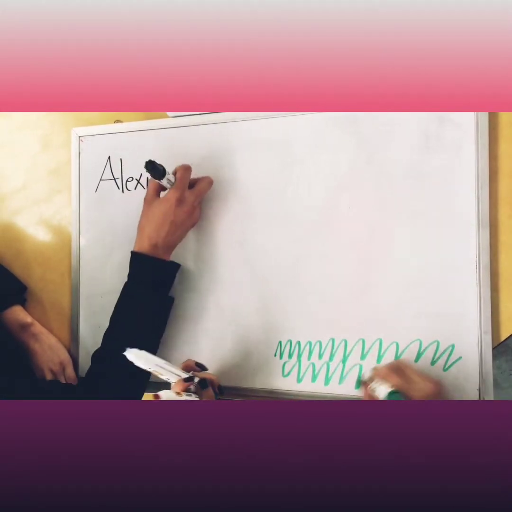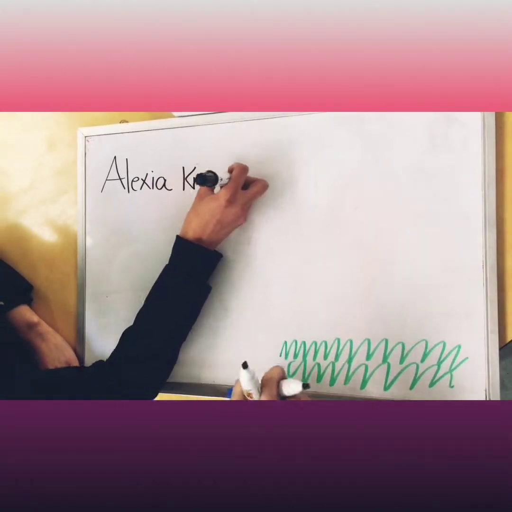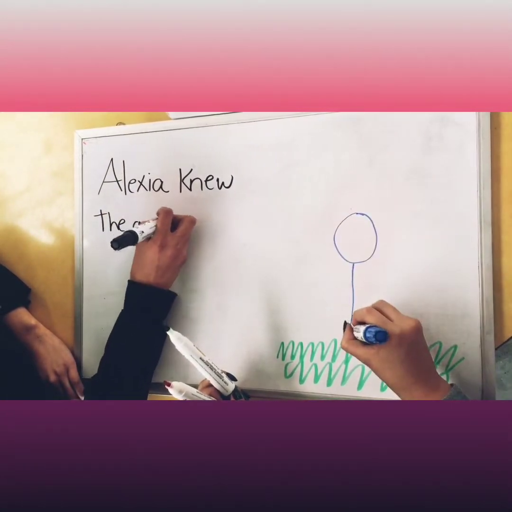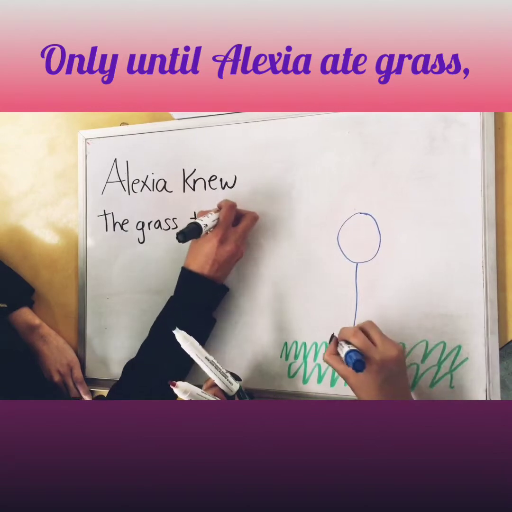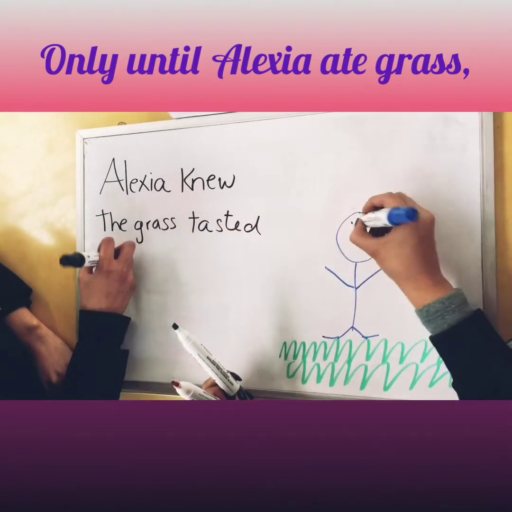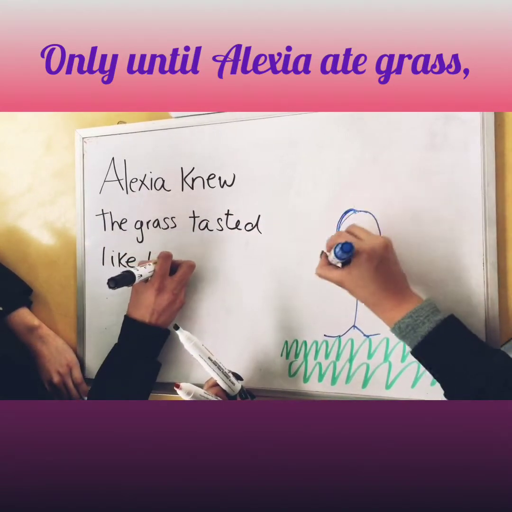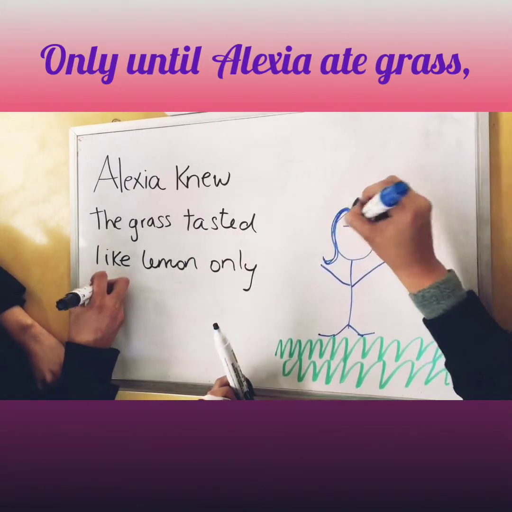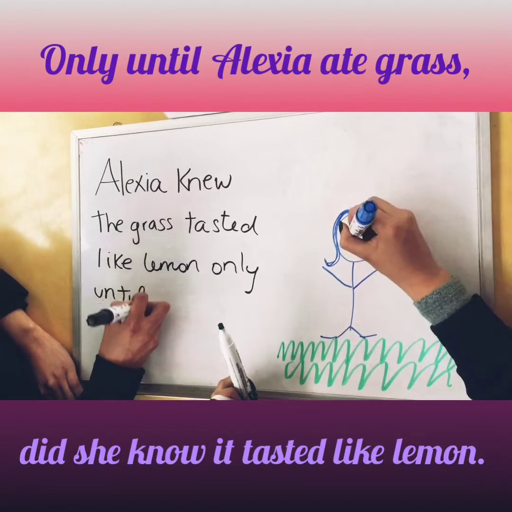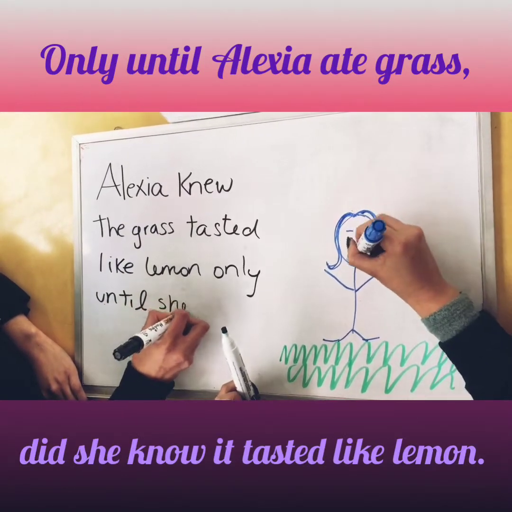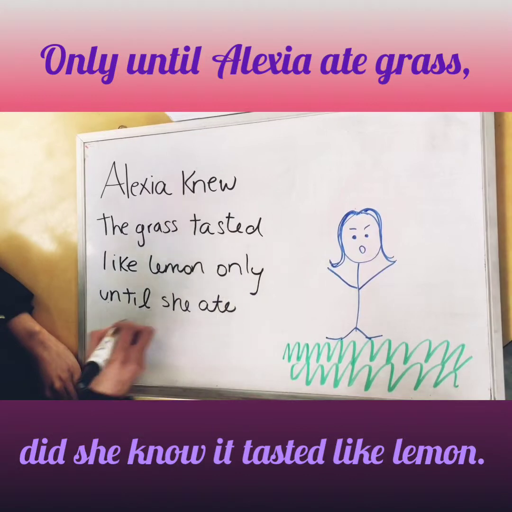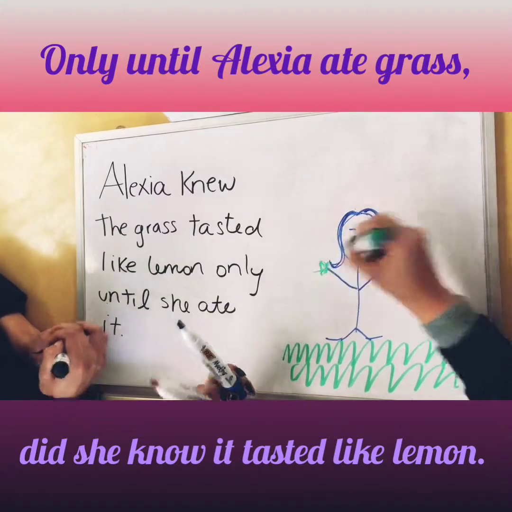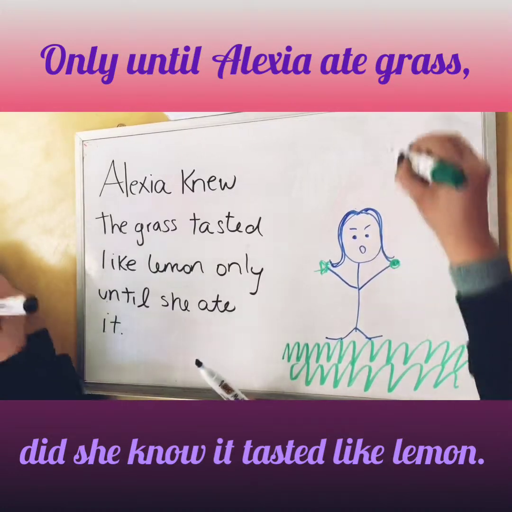For this last example, we have the words only until. These words are going to work like our negative adverbial. It is important to mention that in this case we have a sentence with two clauses. We have a dependent clause and an independent clause. Only until will work with the dependent clause. In this case we have in the example only until Alexia ate grass, comma, and then we have the inversion with the independent clause. Did she know it tasted like lemon?